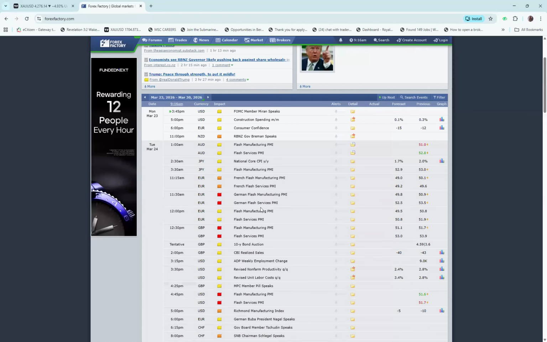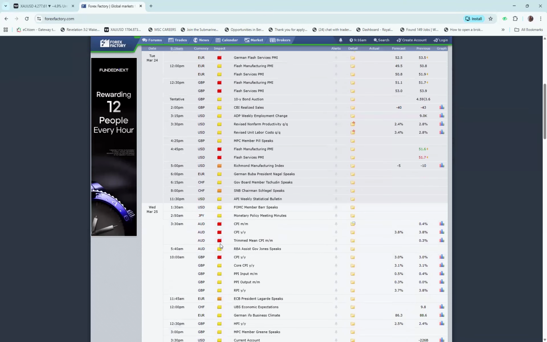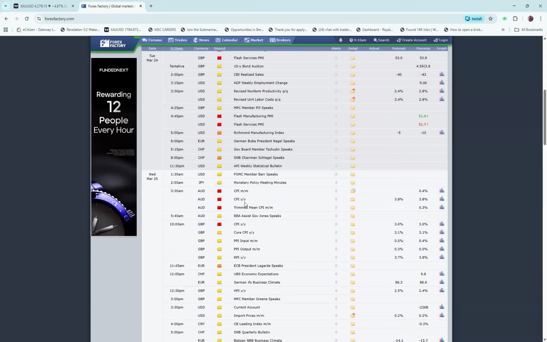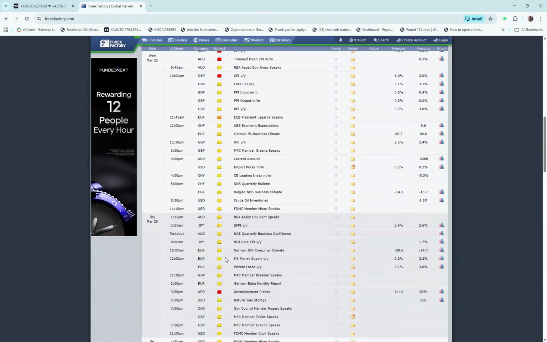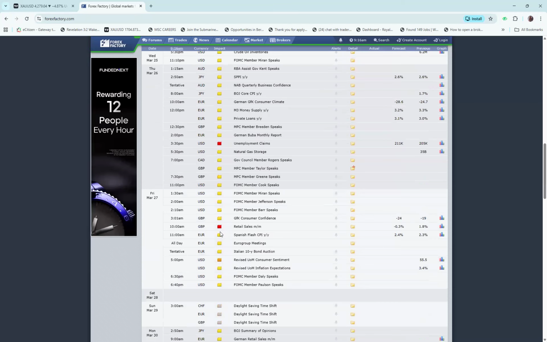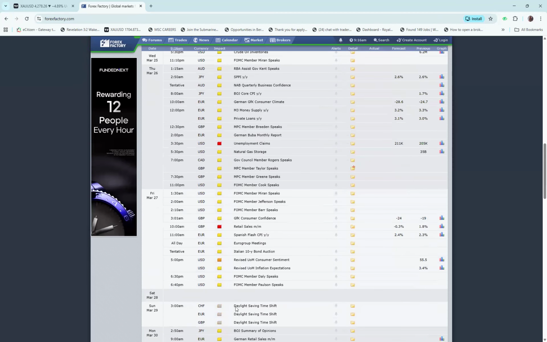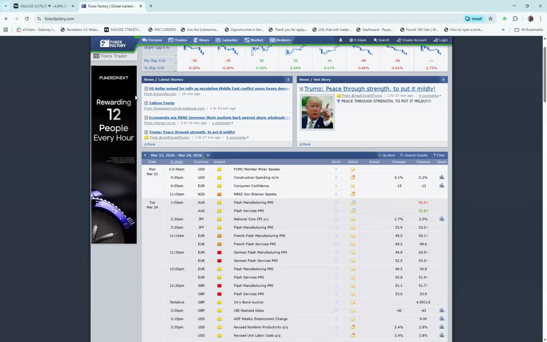Tomorrow we're gonna be having PMI on the Euro, Germany PMI, and then the GBP PMIs as well. Then we're gonna be having PMI for the dollar. But then Wednesday we have the CPI on the AUD. I'm looking for only the high impact here. Unemployment claims for the dollar on Thursday, and then retail sales for the GBP. Nothing more than that.